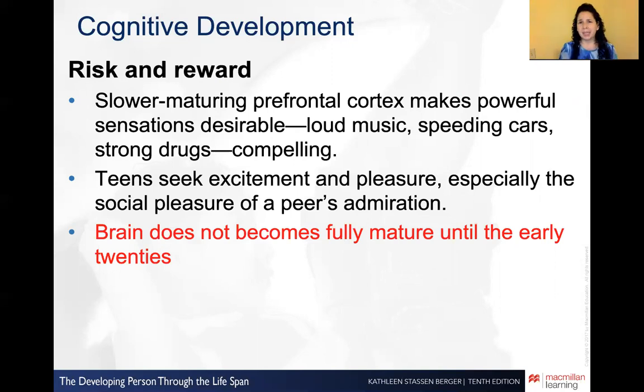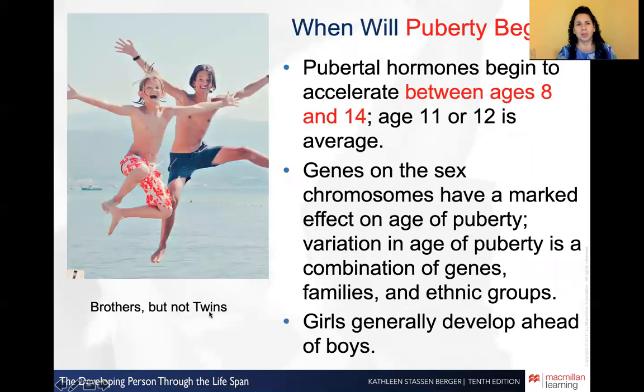This is why even your 19 and 20-year-olds still make dumb decisions, right? You still might get a call from the police station because they got a DUI, or they did something that was just not wise. And part of it being, they can't blame it just on the development of their brain not being fully developed until their early 20s, but they have to accept responsibility for that. But this is some of the reasons why.